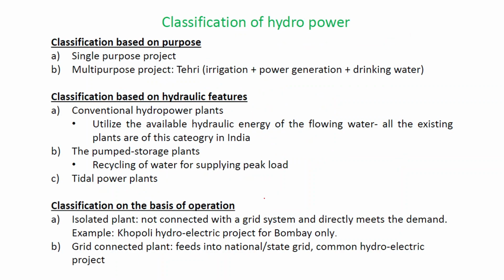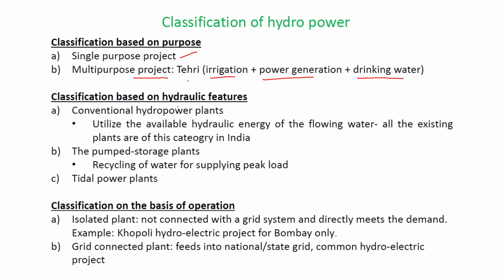Classification of hydropower on some other aspects is also done. Firstly, on the basis of purpose, it is either a single-use or a multi-purpose project. That means a hydropower plant is either only for power generation or only for irrigation purpose, while a multi-purpose one has various purposes. For example, this Tihri Dam has three different purposes. It is used for irrigation, power generation, and also drinking water.